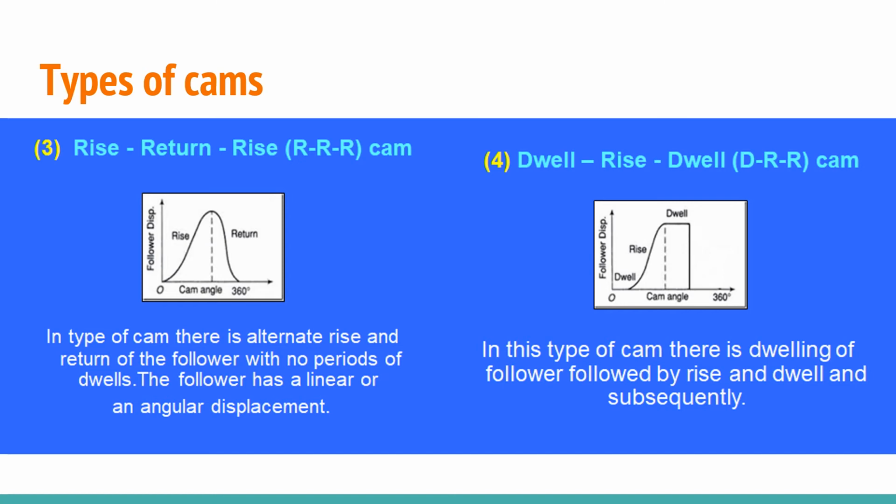dwell, rise, dwell, DRD, then this type of motion: initially there will be a dwell, and by taking a part of the rotation, it will rise to the maximum displacement value and it sustains at the maximum displacement for the rest of its period.